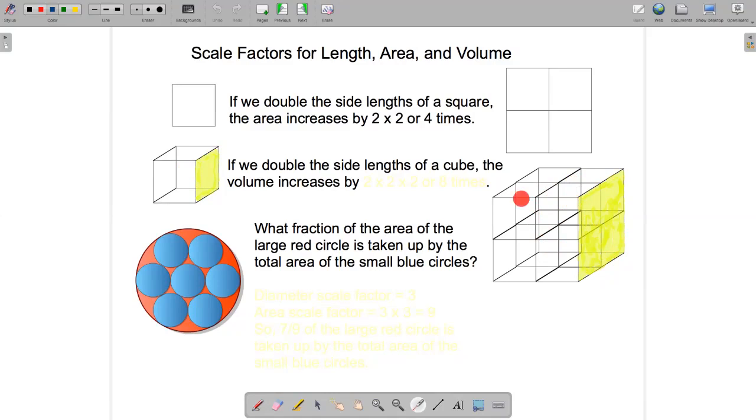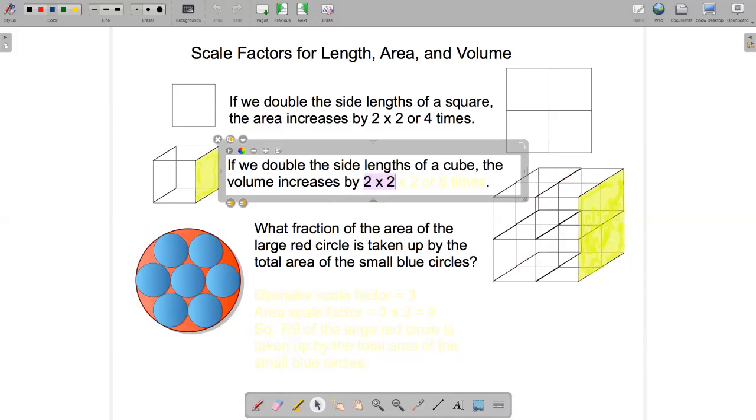Well, if you count them, there's like 2 layers. There's the top layer with 4 cubes and the bottom layer with 4 cubes. There's 8 cubes in total. So that looks like the volume goes up by 8 times. Where does that come from? Well, it comes from 2 times 2 times 2.